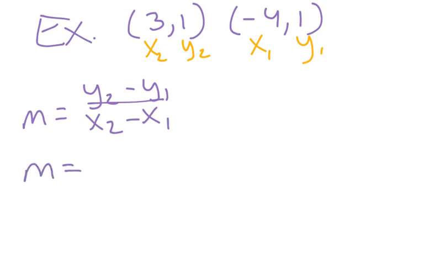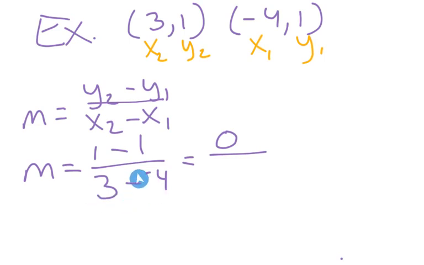Just plugging in. y2 is 1 minus y1 is 1. x2 is 3 minus... So we have the minus in the formula. X1, and then we want to be careful with this again. We have the minus in the formula, and then we also have a minus coming in with the negative 4. 1 minus 1 is 0, and then 3 minus negative 4, just remember that to subtract a negative is the same as adding.